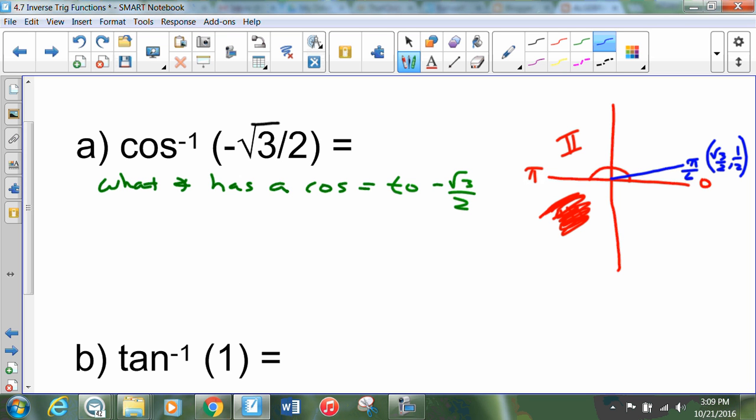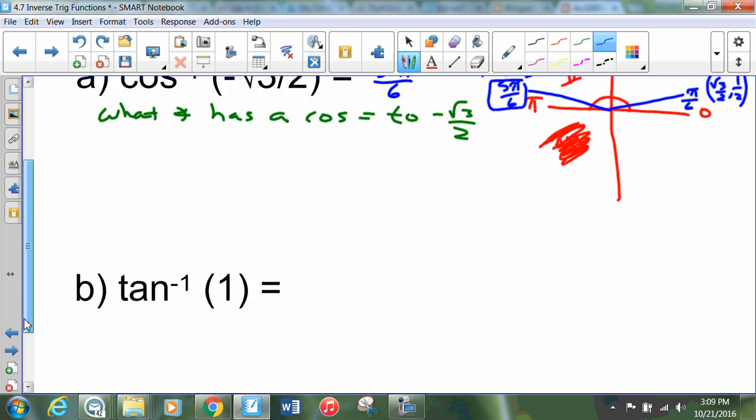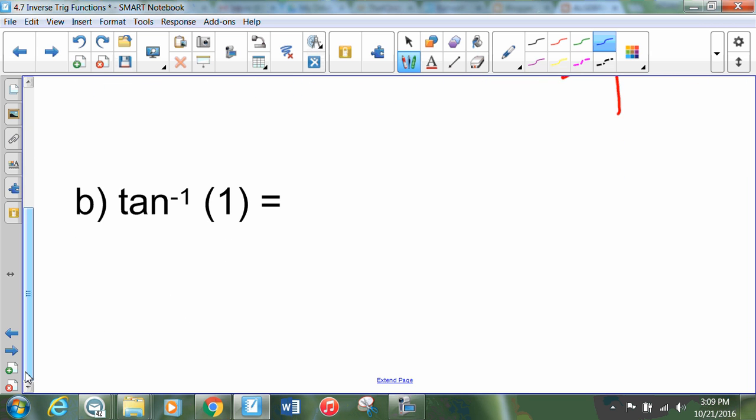But it asked me about the negatives. So we're going to use our knowledge of bow ties. This is pi over 6 short of 6 pi over 6, so it's 5 pi over 6, and its coordinate points are negative root 3 over 2 and 1/2. So there we go. It's 5 pi over 6. Does 5 pi over 6 fall between 0 and pi? Absolutely it does.